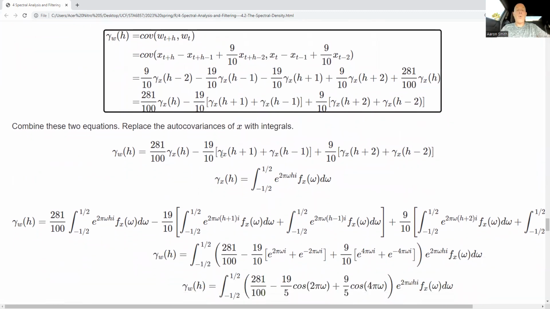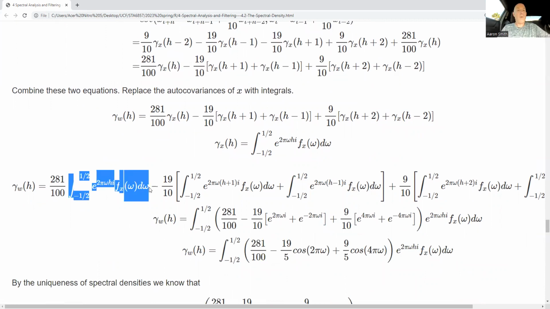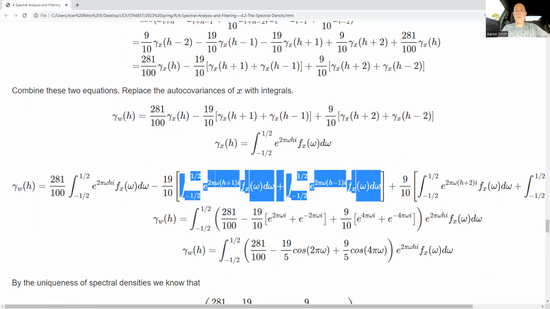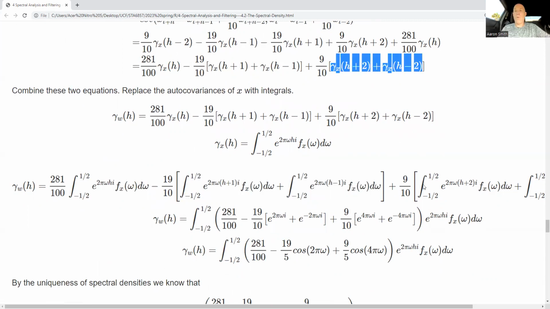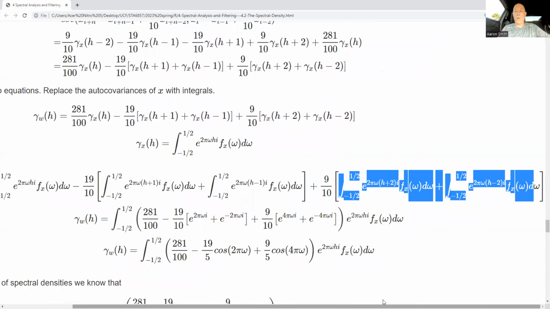All right, so now what I'm going to do is replace each of these autocovariances with their Fourier transform representation, okay? And so I'm going to go through and do that. So here I replace this with this integral. I replace this with these two integrals. I'm going to replace this with these two integrals, and it goes over here. I have to scroll to the right.